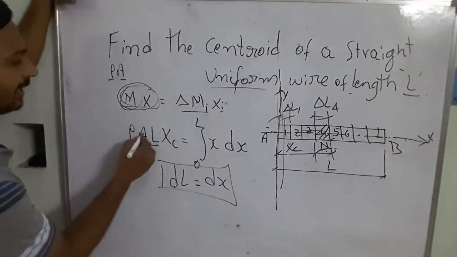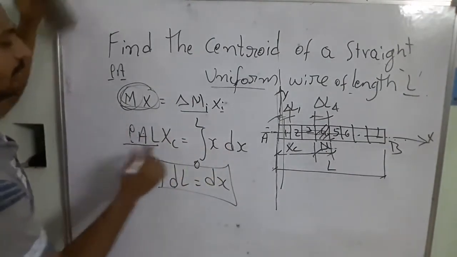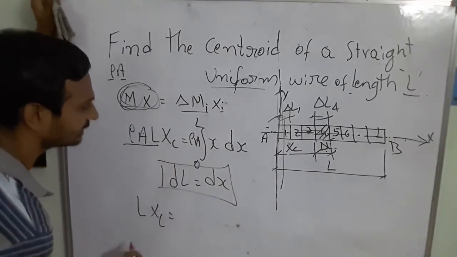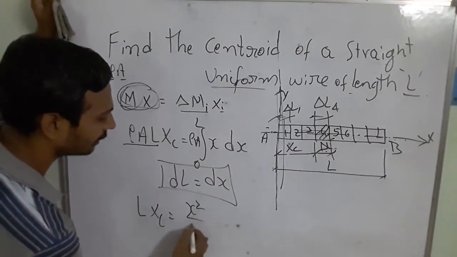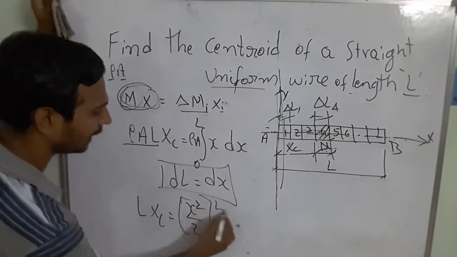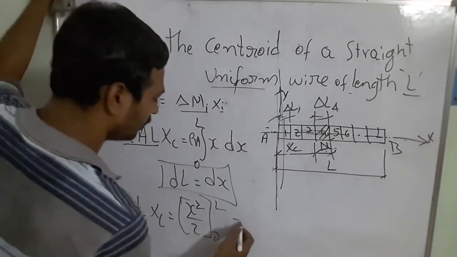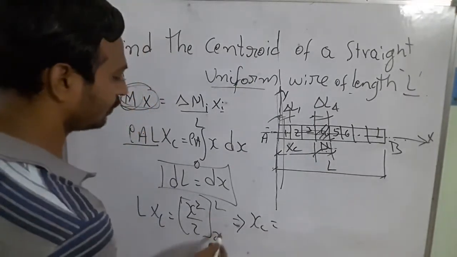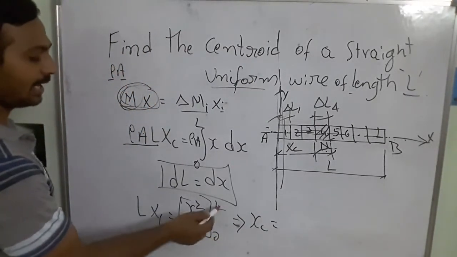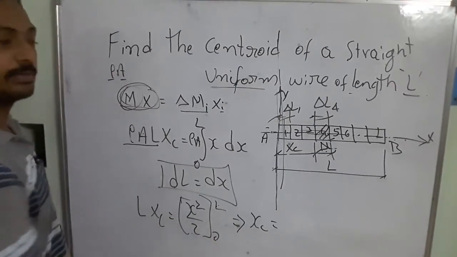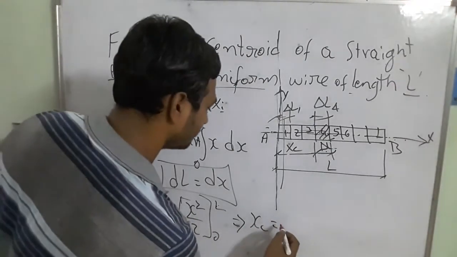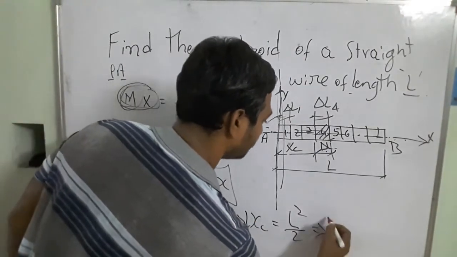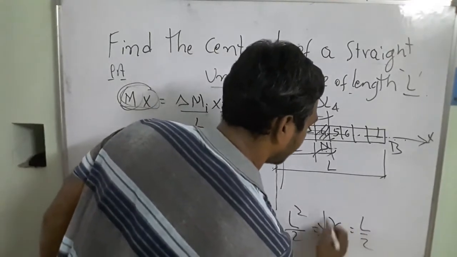So we know that rho A, and in this case also rho A, is going to be cancelled. So then L into xc is equal to, in this case, x squared by 2 from 0 to L, we got it. So then xc, that is the centroid, is equal to x squared by 2, substituting L and 0. So L gives L squared by 2, and this is going to be 0. So in this case, L xc is equal to L squared by 2. Further simplification, xc is equal to L by 2 we are getting.